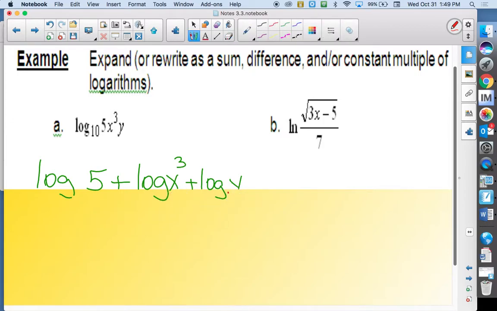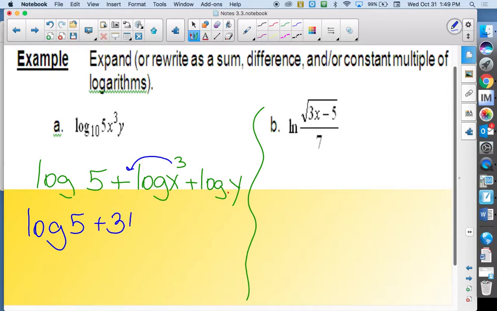All right, so Virginia, is there anything else that we can do to expand this? Right. So it only goes with the x. It goes in front of that log that contains the x. So log 5 plus 3 log x, because that was to the power of 3, plus log y. Questions?